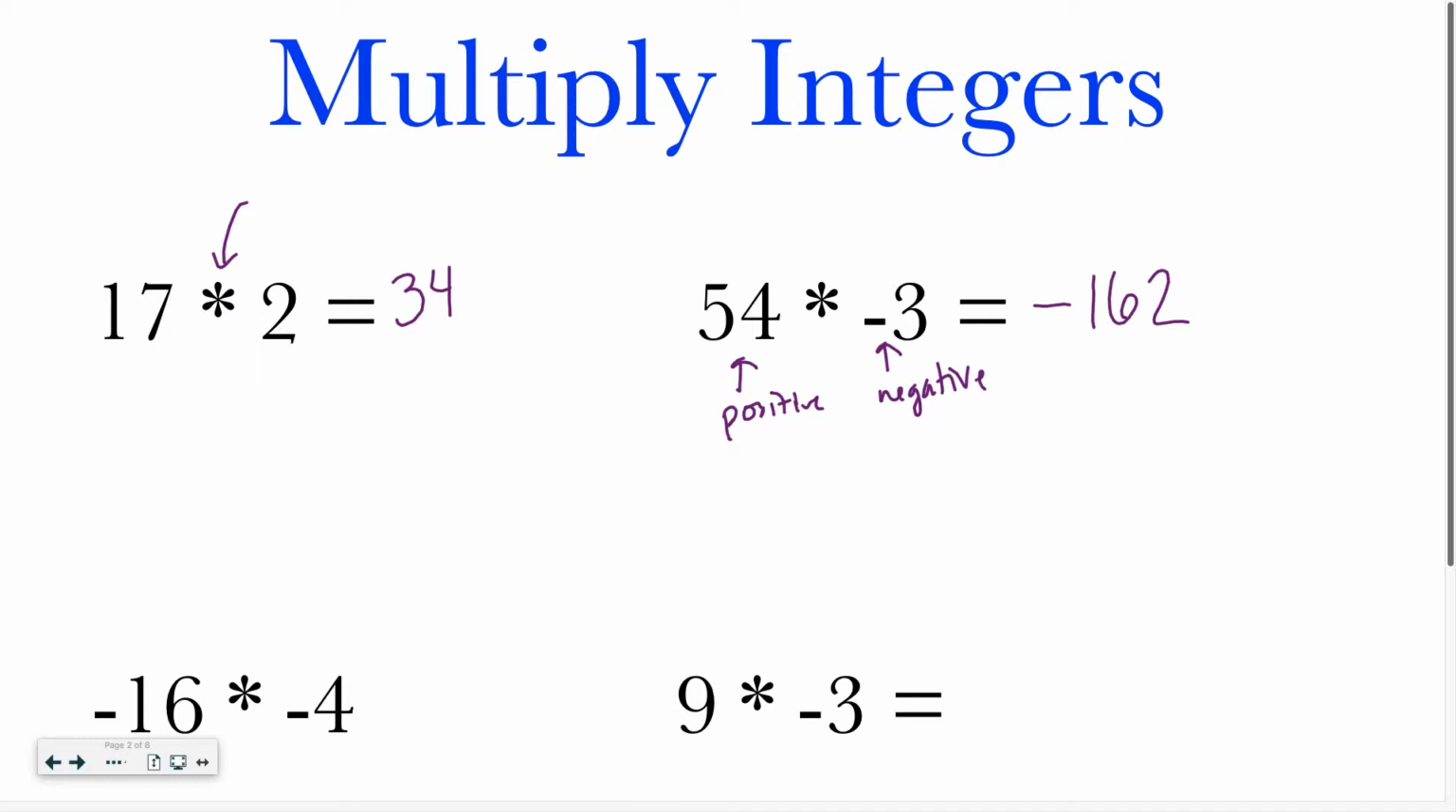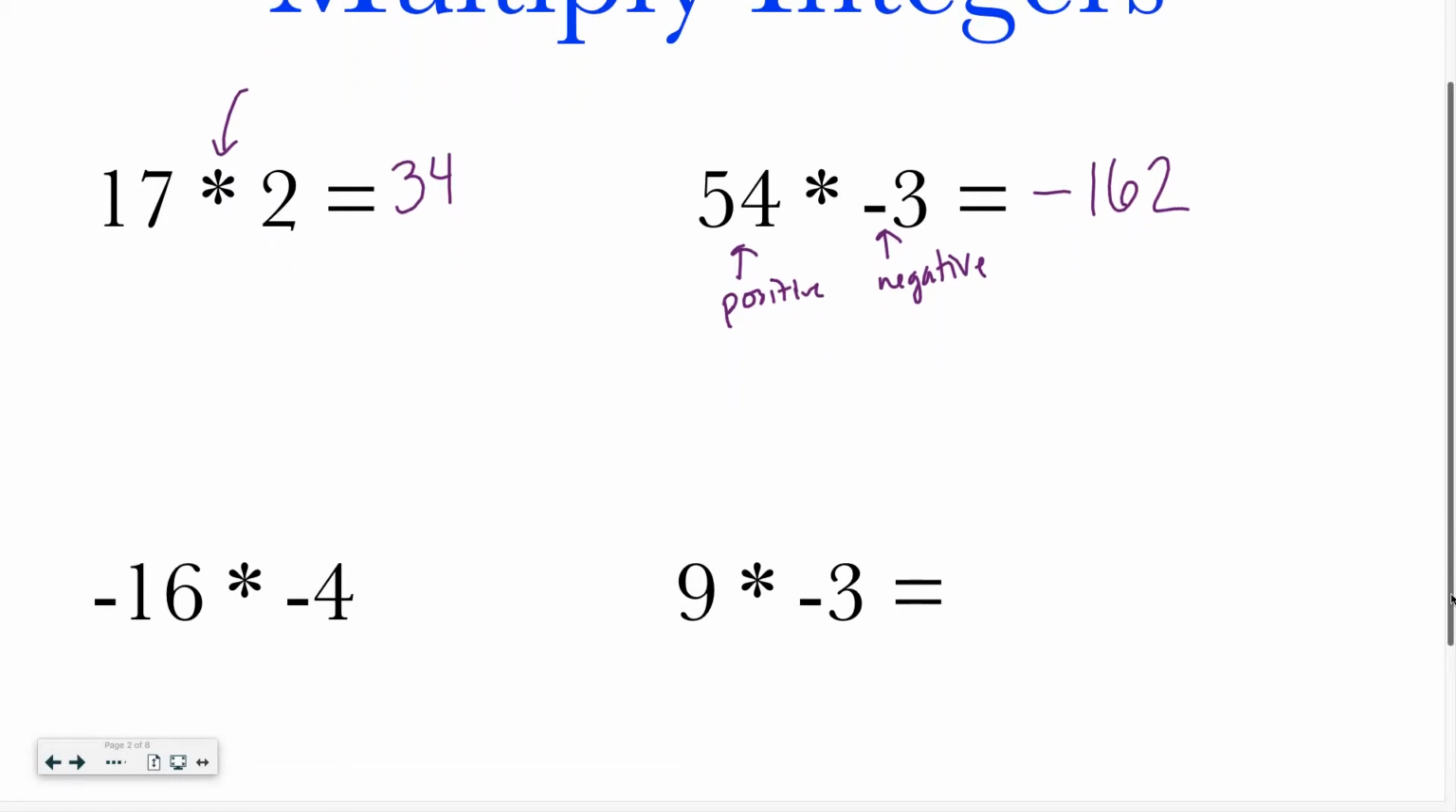Okay. And then if I have a negative 16 times a negative 4, so negative times a negative. Sorry, I tried to do a multiplication symbol. Didn't work very well. Negative times a negative, I end up with a positive. So I know negative 16 times negative 4 is the same as 16 times 4, which is 64. You end up with a positive.